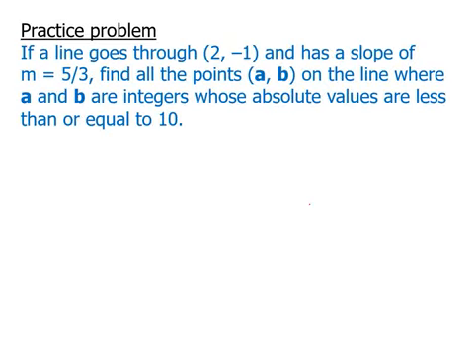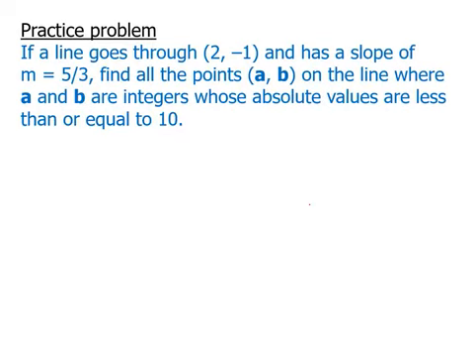Here's a practice problem. Pause the video and then we'll talk about this. Okay, a line goes through 2, -1 and has a slope of 5/3. Find all the points A, B on the line where A and B are integers whose absolute values are less than or equal to 10.